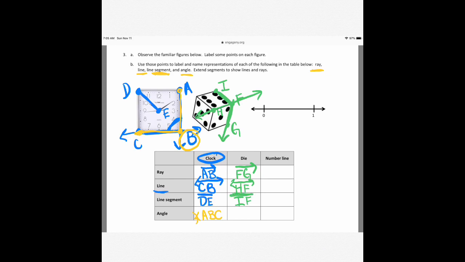And this last part, we're going to identify an angle again, and I'm going to do it in different colors so you can see it a little bit better. I'm going to do it in red. I'm going to go from I to F to H. So the way we would name that angle is IFH or HFI, as long as F is in the middle, because that's the vertex.